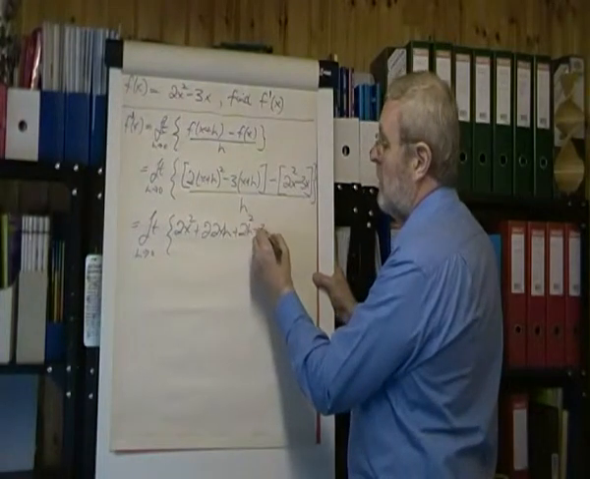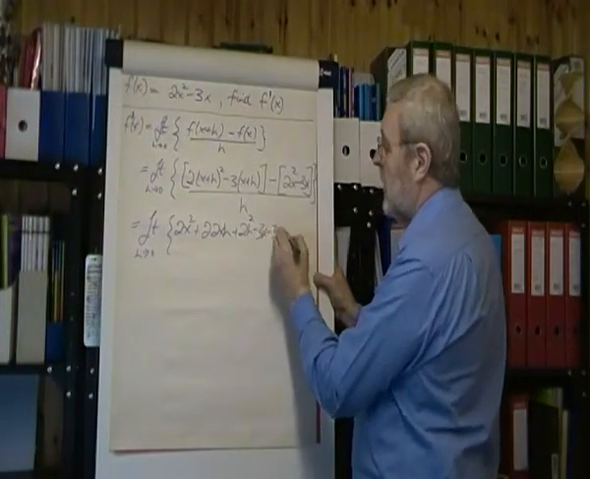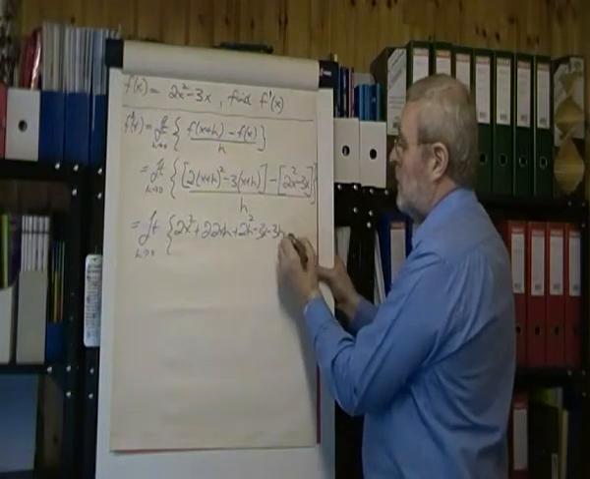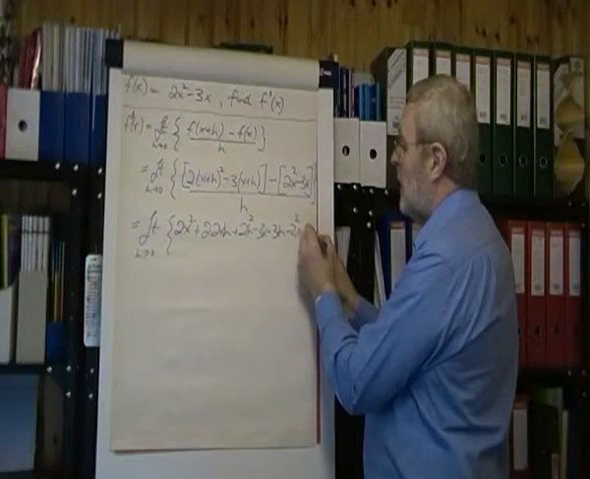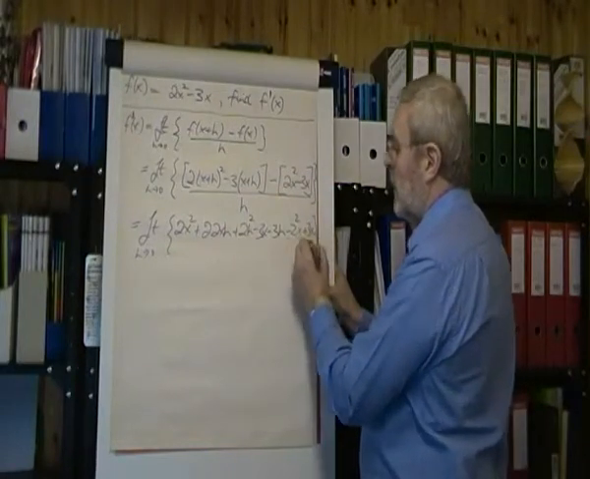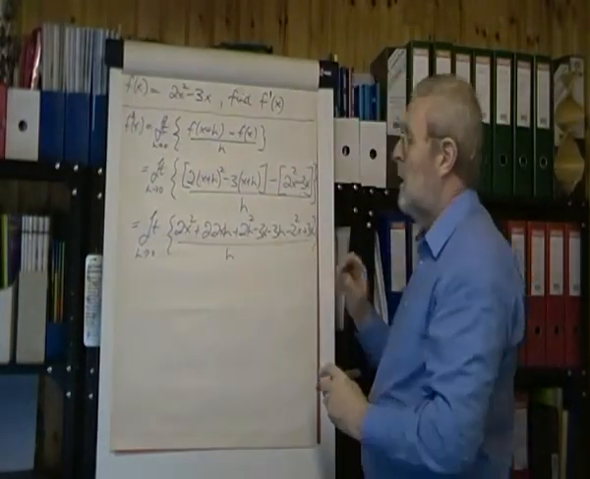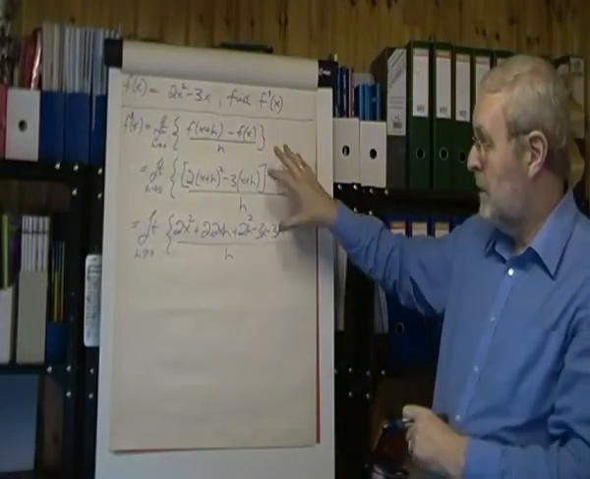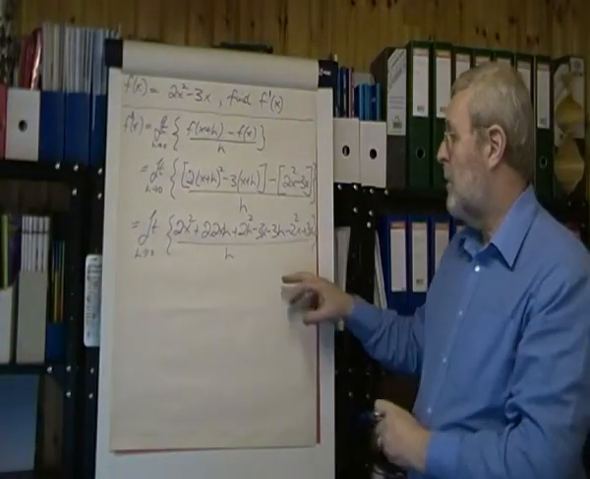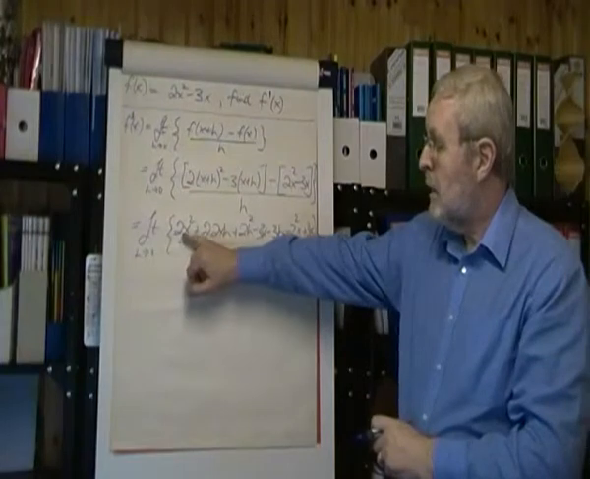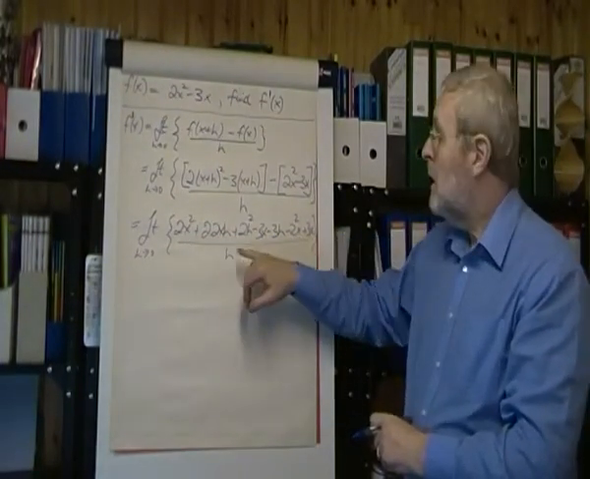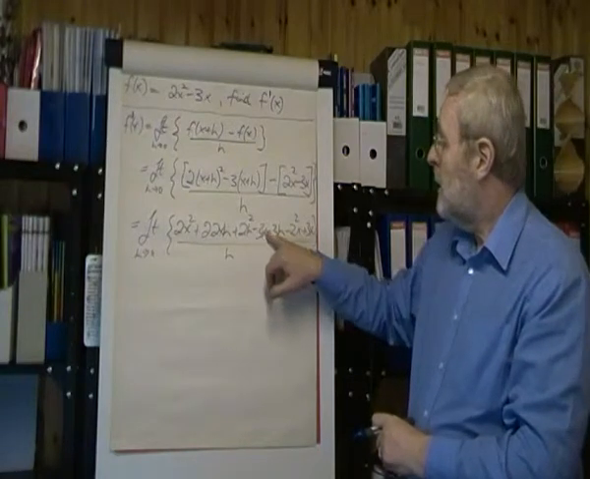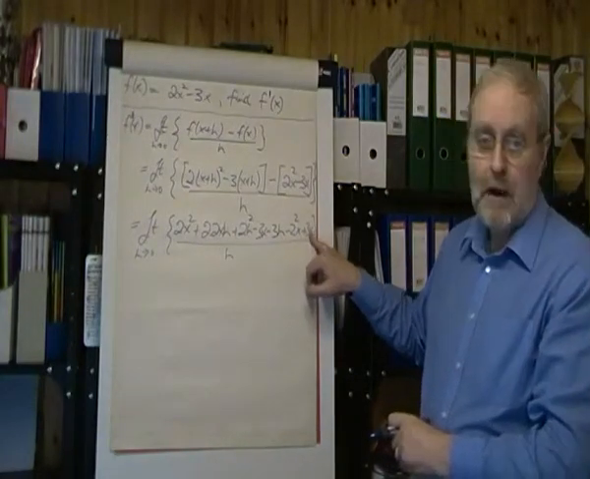And I'm taking away 3x, I'm taking away 3h, I'm also taking away 2x squared, and finally I'm adding on 3x. This is where the minuses can become a bit of a problem. Take it step by step, you shouldn't have a problem. Now this is where things start to cancel. 2x squared minus 2x squared, and you've got minus 3x and plus 3x.